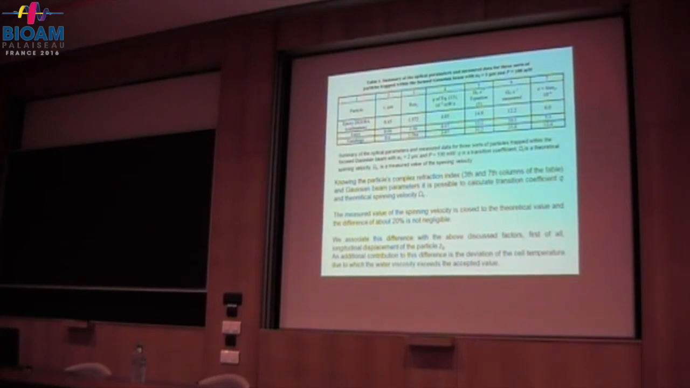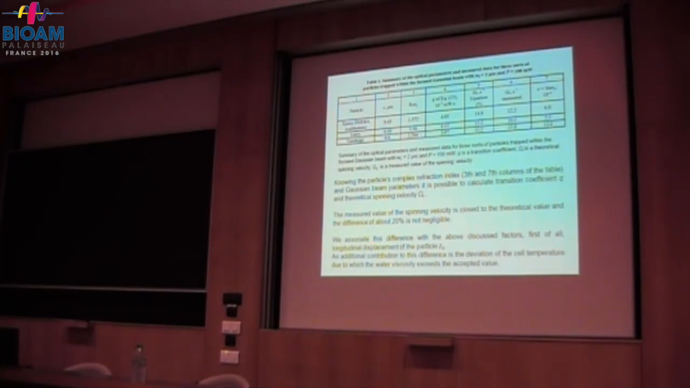Knowing the particle's complex refraction index, the third and the seventh columns of the table, and Gaussian beam parameters, it is possible to calculate the transition coefficient Q and theoretical spinning velocity omega. The measured value of the spinning velocity is close to the theoretical value, and the difference of about 20% is not negligible. We associate this difference with the above discussed factors.